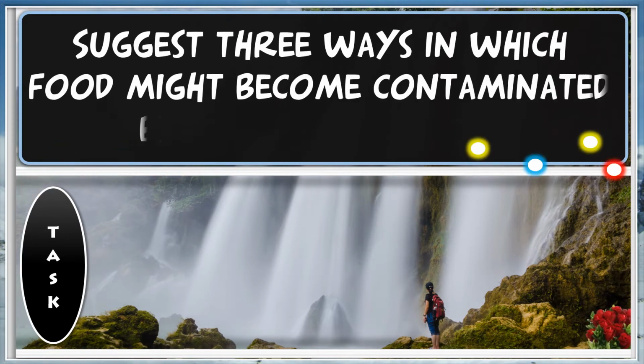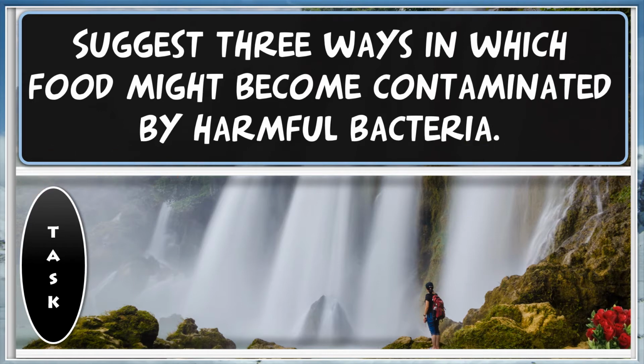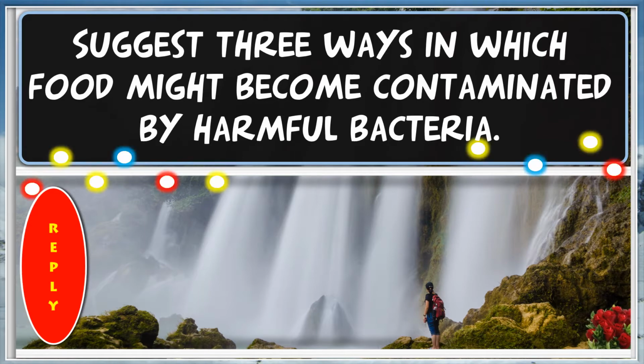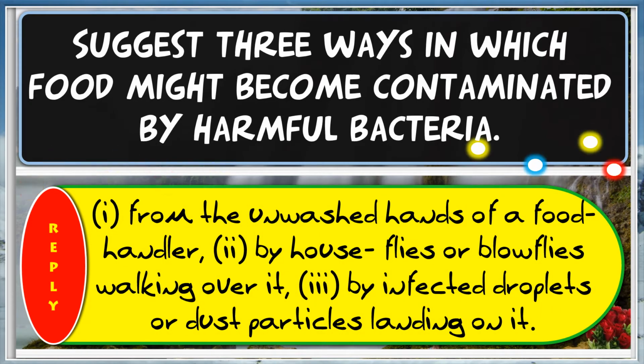Suggest 3 ways in which food might become contaminated by harmful bacteria. 1. From the unwashed hand of the food handler. 2. By houseflies and blowflies walking over it. 3. By infected droplets or dusty particles landing on it.